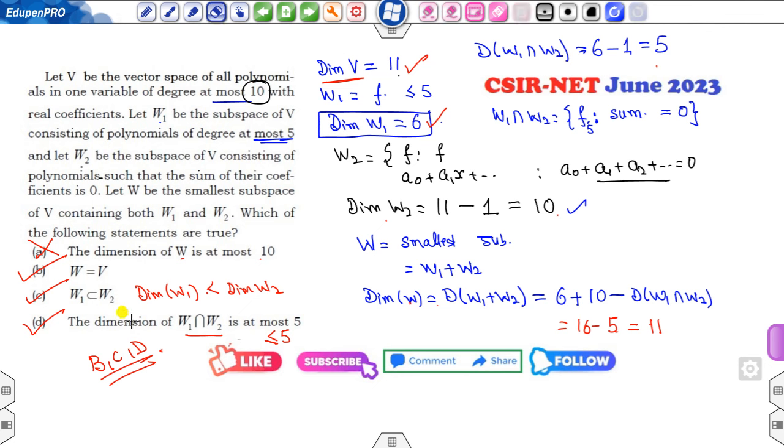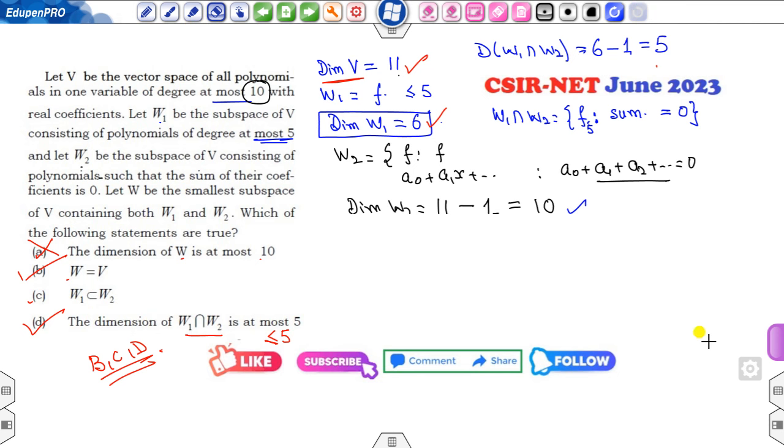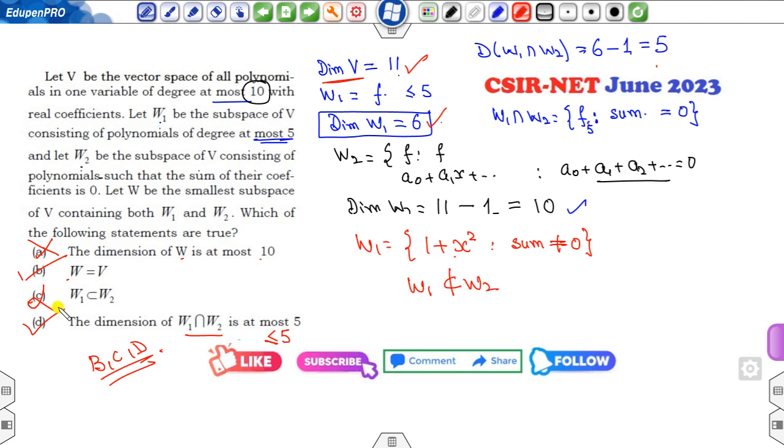W1 is a subset of this. Just wait. W1 is the subset. I can choose W1 as a polynomial of all degrees. Now clearly, what is the sum of the coefficients? The sum of the coefficients is not 0. So that means a polynomial of degree less than or equal to 5 is not part of W2. So yes, this is wrong. So the right answers are B, C and D for this problem.